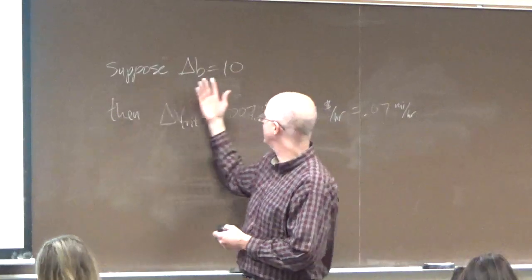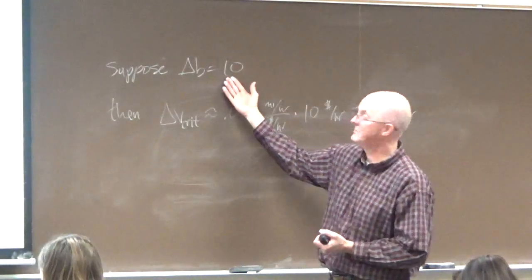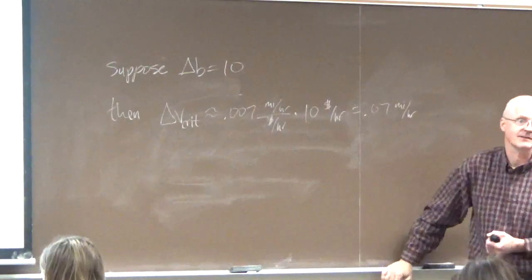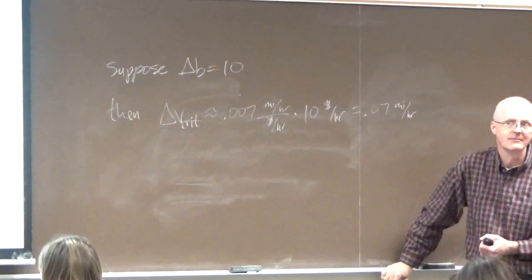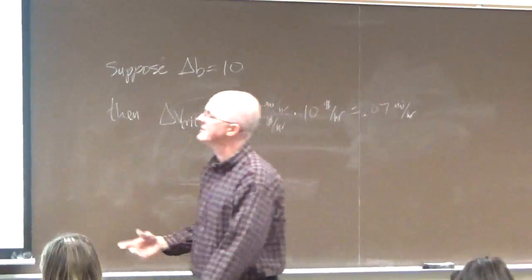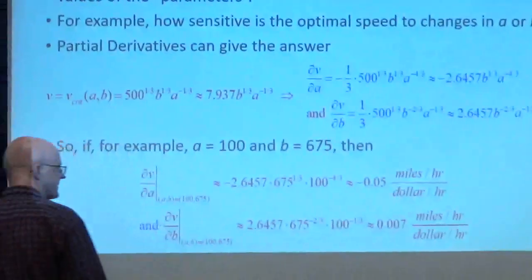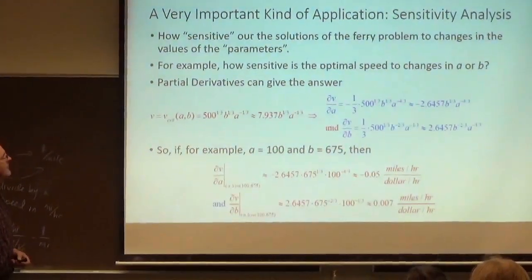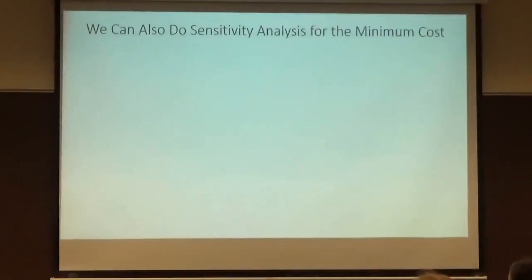It would be more significant and maybe more realistic if I made delta V equal to 100, and then this would be 0.7 miles per hour, which is maybe slightly noticeable. Though again, they are approximations, so to get the perfect answer, you use the original formulas. But these are still useful to think about. They give you sort of rules of thumb for one thing. How about the minimum cost itself?